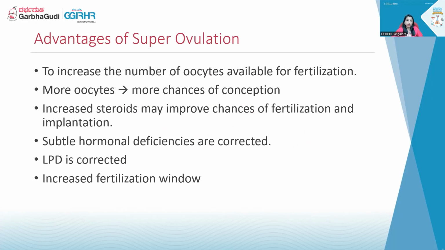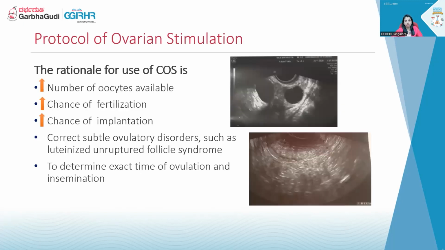So why do I want to do a controlled ovarian stimulation in a patient who is already ovulating? One thing, I want to increase the number of oocytes available for fertilization in order to increase the success rates of IUI, because the more oocytes are available for fertilization, the more chance of implantation and a successful pregnancy. And when there are more oocytes, the estrogen levels will also be high, so it can overcome subtle follicular phase or luteal phase defects, and all these hormonal deficiencies do get corrected. There is also an increased fertilization window available for the gametes, so that we can increase the chances of fertilization and a successful IUI.